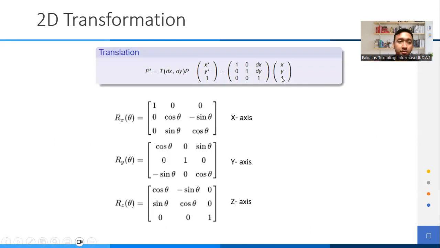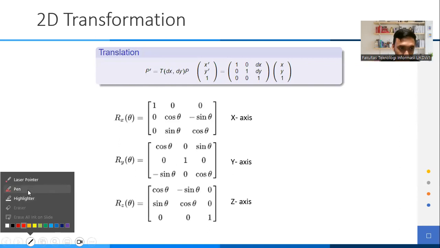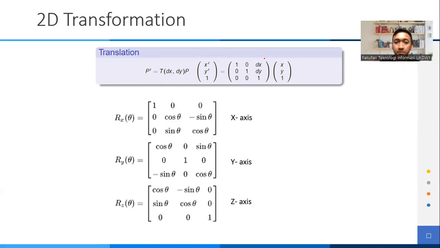For two-dimension transformation, in a translation, we can see like this one. We have a transformation matrix for the translation in two dimensions. So this is the transformation matrix for translation, and we can set the X and Y for the coordinate.